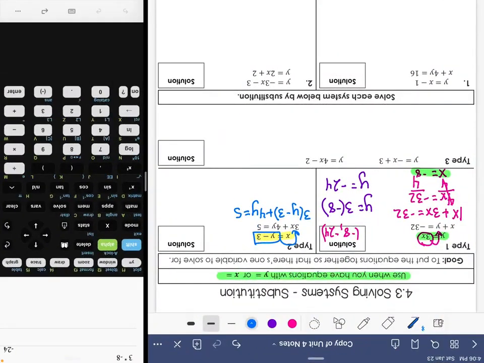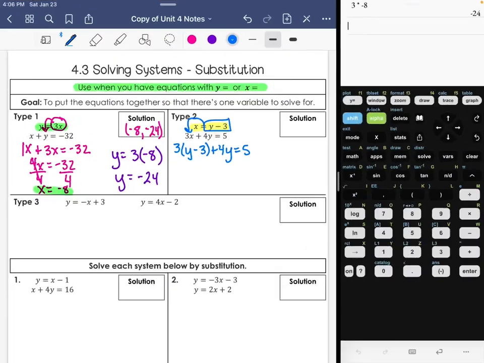Now notice how I put y minus 3 in parentheses. That's because, so sorry, I let my iPad fall over. y minus 3 has to replace x as a whole. So that means you're going to have to put parentheses so that you remember to distribute your 3. It's not just 3 times y, it's 3 times y and 3 times the negative 3, because together they replace the x. And then you still have plus 4y equals 5.